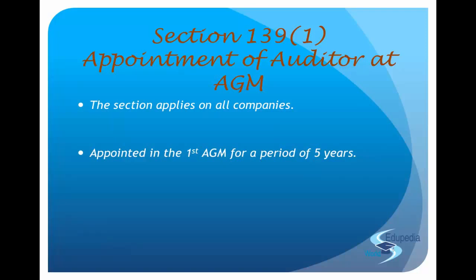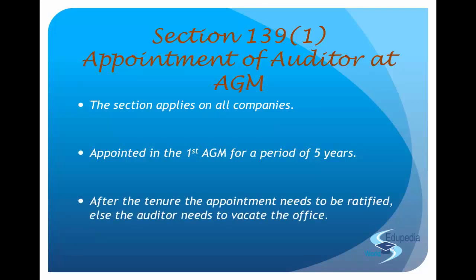So in the first AGM, if you appoint an auditor, that auditor will be working with you for the next 5 years. What if you want to remove them? You can. The Act says that in every individual year, that means the second year, third year, fourth year, fifth year, when you have an AGM, the appointment of the auditor has to be ratified. Understand ratification? That you again assure, okay, we want the same auditor to continue. So that ratification has to be done in every AGM, right?